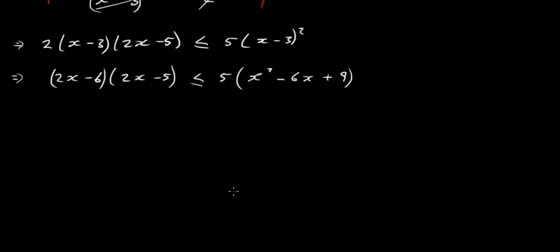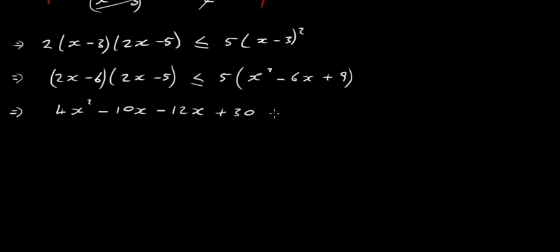Okay, so let's multiply this out then. We've got 2x times 2x, that's 4x squared. We've got 2x times −5, that's −10x. We've got −6 times 2x, so that's −12x. And then we've got −6 times −5, that's plus 30.